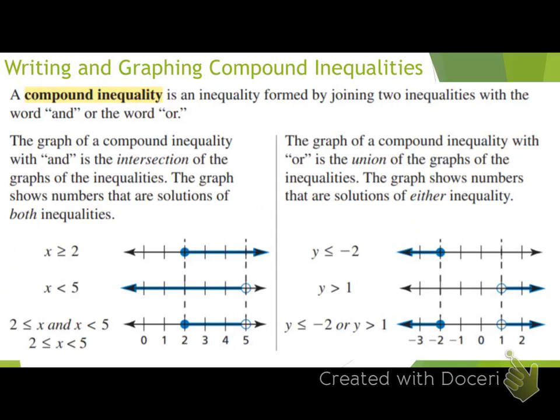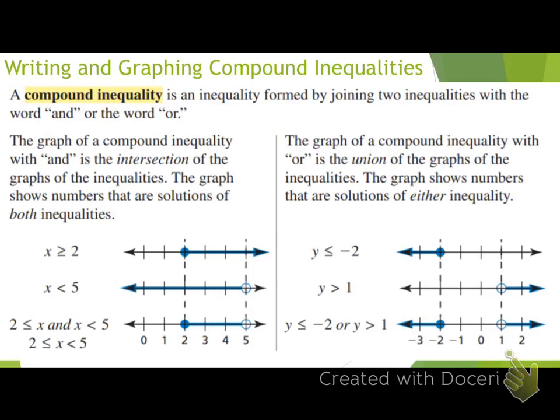So there's a lot going on here. We'll spend a little bit of time on this slide right here. A compound inequality is an inequality formed by joining 2 inequalities with the word and or the word or. So those are the only 2 words that we use to combine compound inequalities, and or.